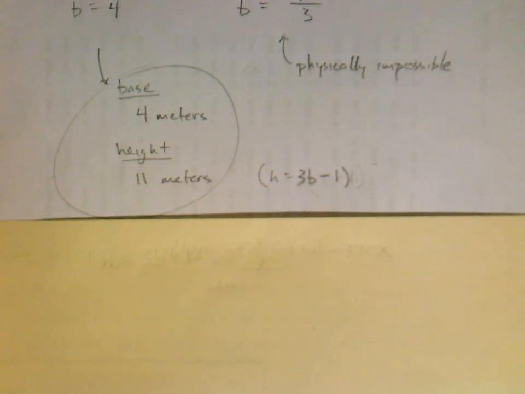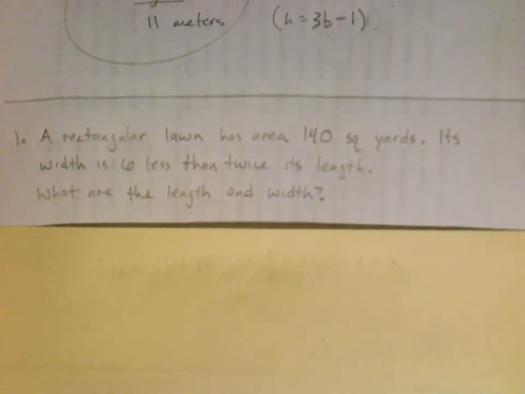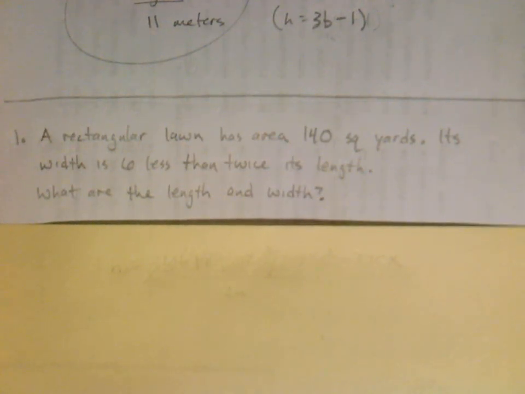Okay, I've got one for you guys to try, a similar one. So I know this isn't typed up all nice for you, but there it is. Really, I guess all you need to do is pause the video and try it out. A rectangular lawn has area 140 square yards. Its width is 6 less than twice its length. What are the length and the width? Okay, we're going to do this one at the beginning of the next video. Try it out. I will see you there.